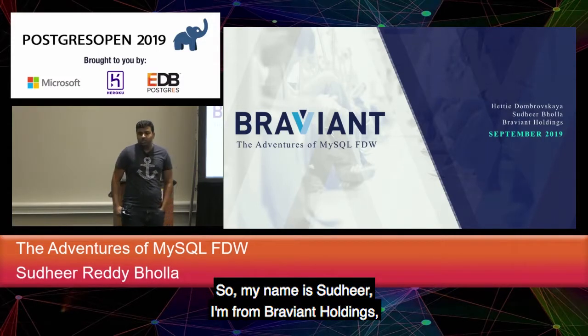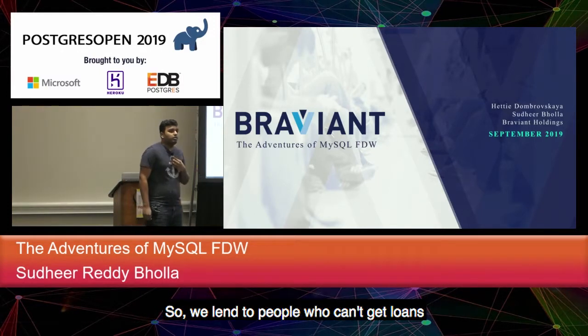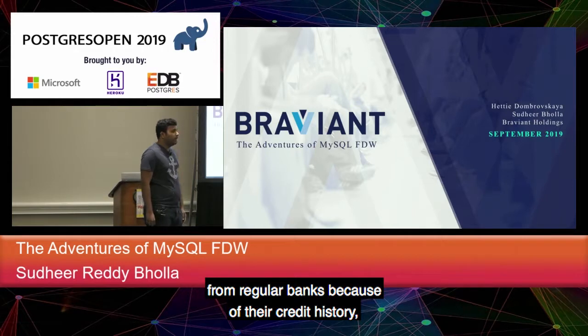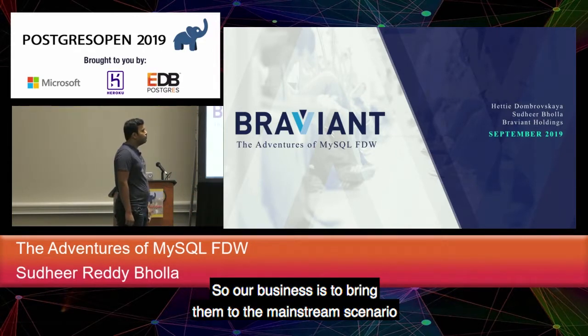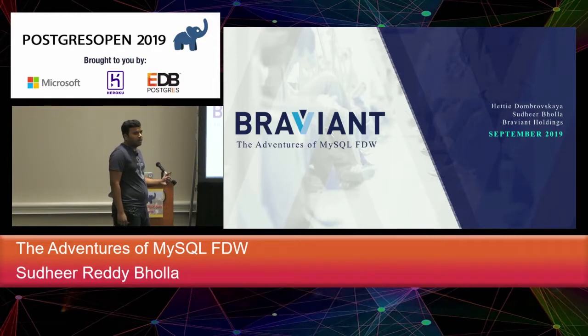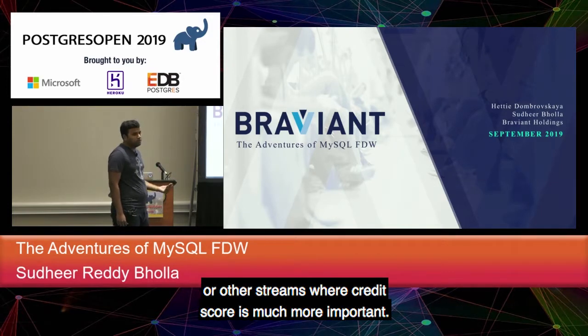My name is Sudhir. I'm from Bravient Holdings. We are a fintech startup from Chicago. So we lend to people who can't get loans from regular banks because of their credit history or credit scores. Our business is to bring them to the mainstream scenario where they can get loans from the main banks or other streams where credit score is much more important.